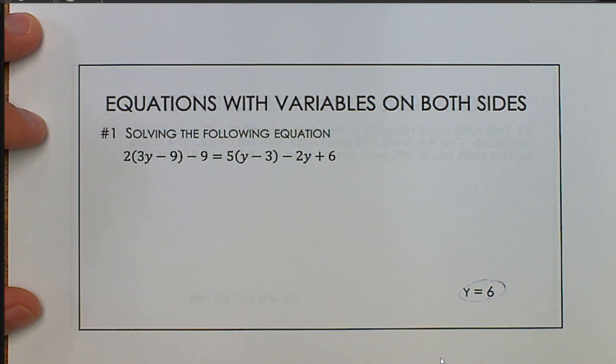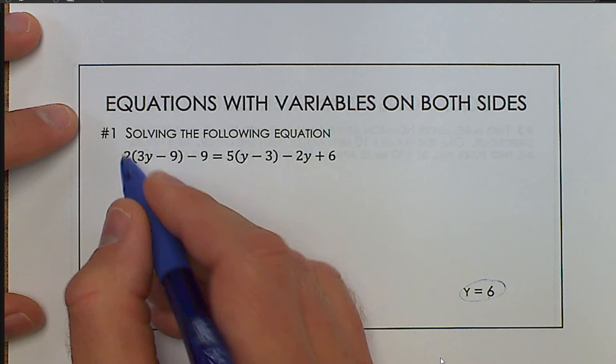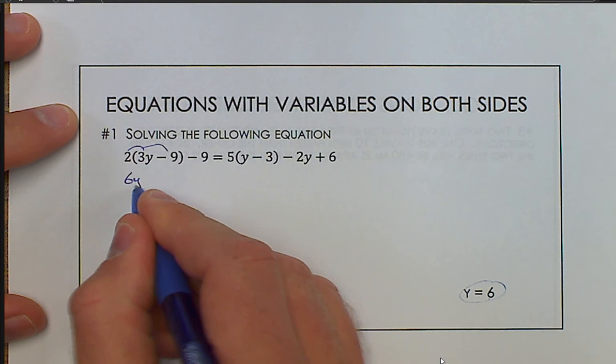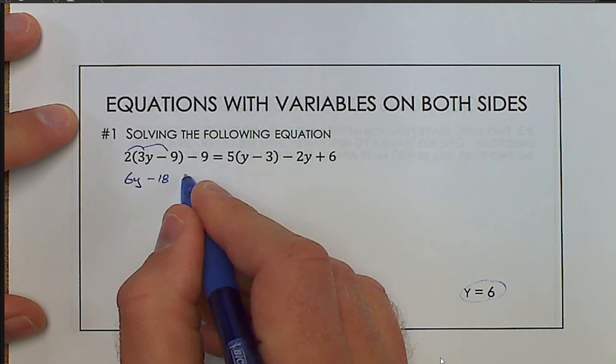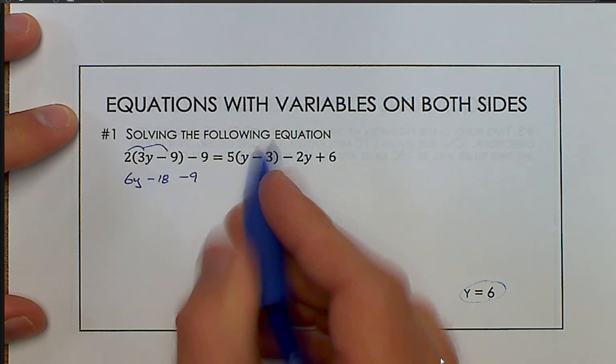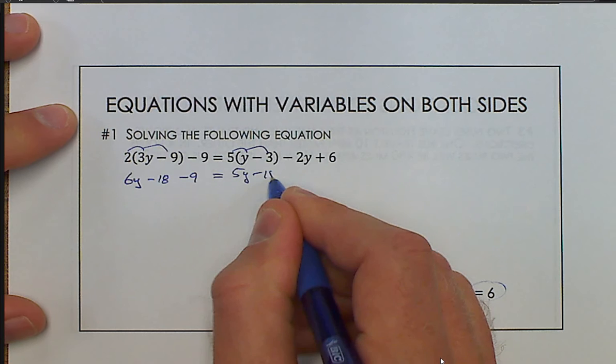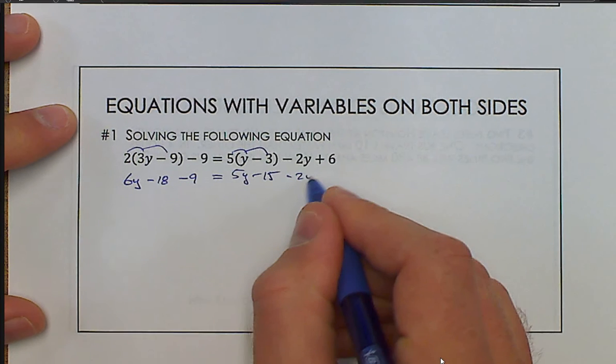That said, I'm going to get started. So I'm going to distribute this 2 just to the 3y and the negative 9. So it's going to give me 6y minus 18. This minus 9 here is not affected by the 2, so I leave it. I distribute the 5 through, so I get 5y minus 15. The minus 2y and plus 6 stay as is.